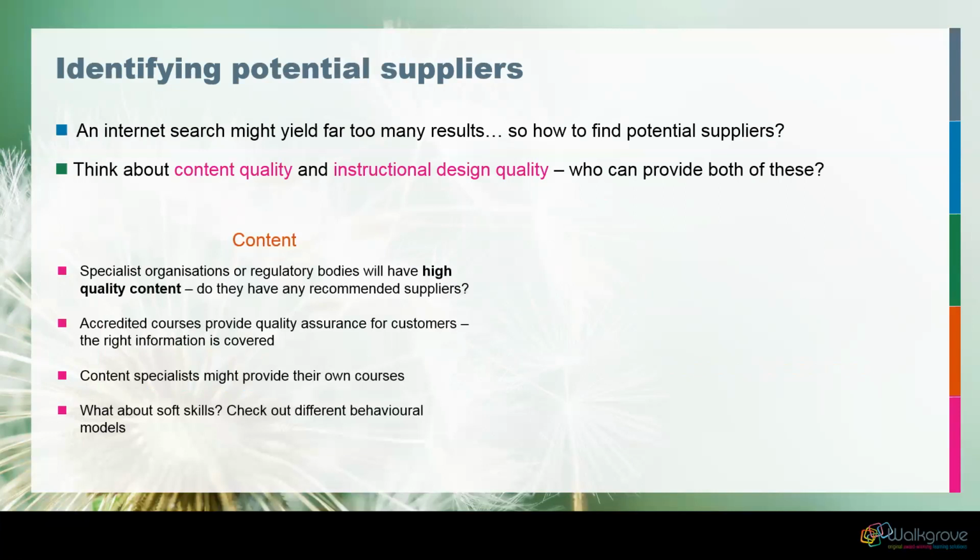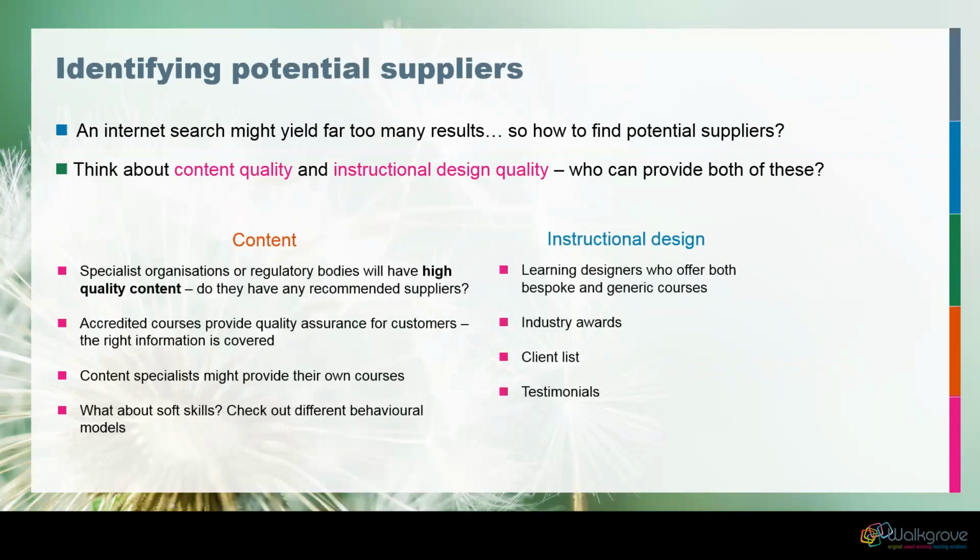We offer some courses which have been accredited. For example, our health and safety courses have been accredited by ROSPA, and we've got other courses which have been accredited by the SRA, which is the Solicitors Regulation Authority. So you know then that they've been signed off, the content has been verified, and you're good to go. We know that's good quality content. Some content specialists might provide their own courses. The only proviso there is to think about the quality of the instructional design, which I'll move on to. And when you start to think about soft skills, that can be more difficult to judge. In those cases, you need to think about the different behavioral models and process models, and what aligns with your organizational needs.